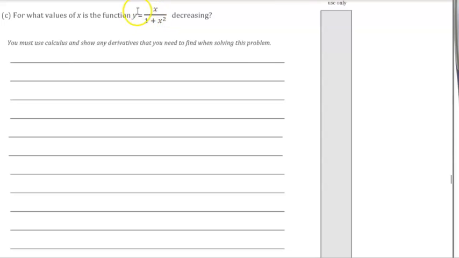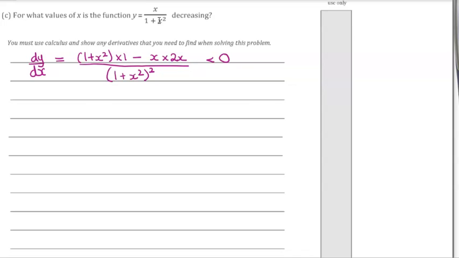For part C, we are looking at when this function is decreasing. That means the gradient will be negative. So we need to differentiate it first. We're using the quotient rule because we've got a dividing thing happening here. So that starts with v times du by dx, so the bottom times the top derivative, minus the top times the derivative of the bottom, all over v squared, bottom squared. Now we want to know when that is less than 0. So rearranging this equation will then look like this.